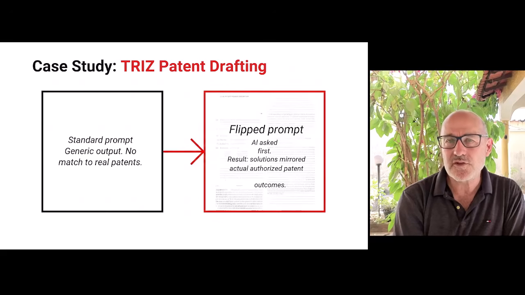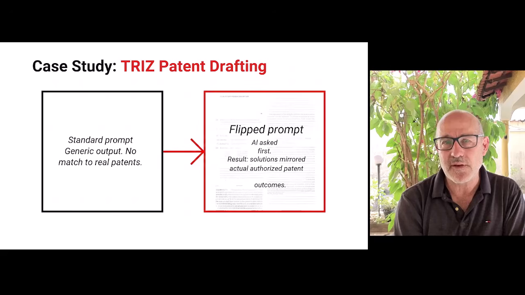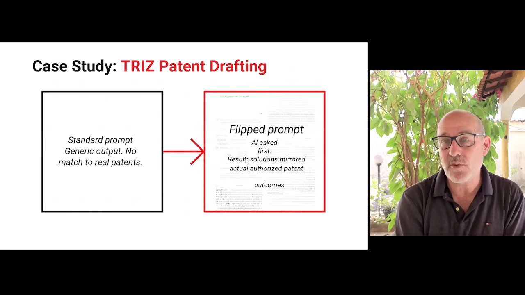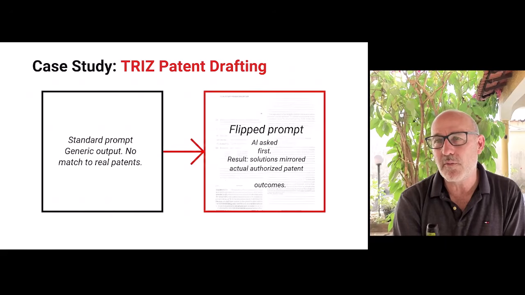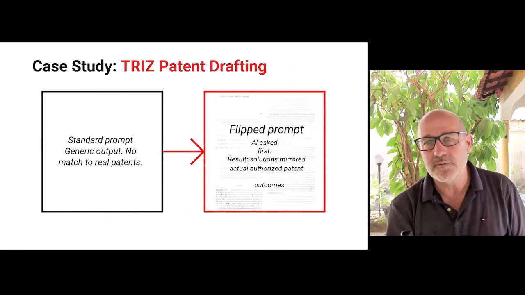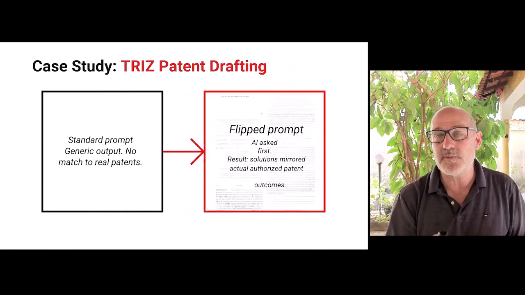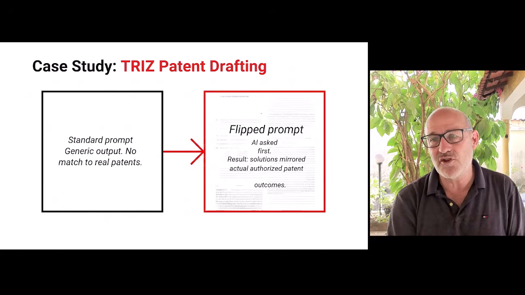Now, let me give you a short case study. There's a research team working on patent drafting. They were using something called TRIZ, which is a methodology for inventive problem solving. They were working on a specific problem, thin wall tube drilling. With the standard model, where you gave ChatGPT the problem directly, the output was generic.